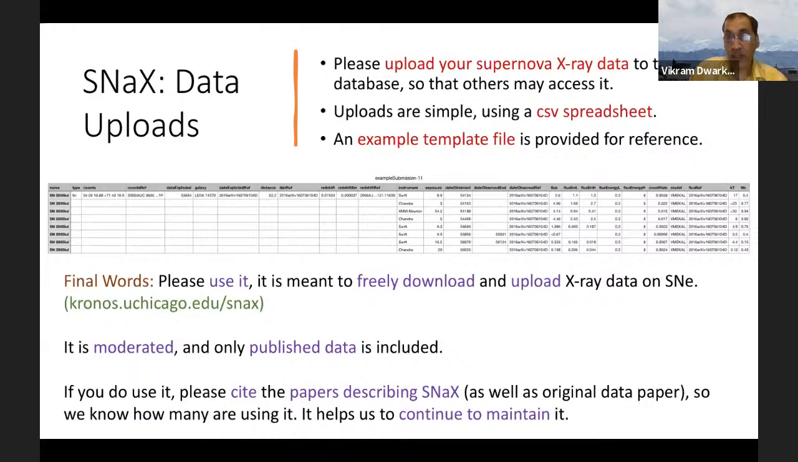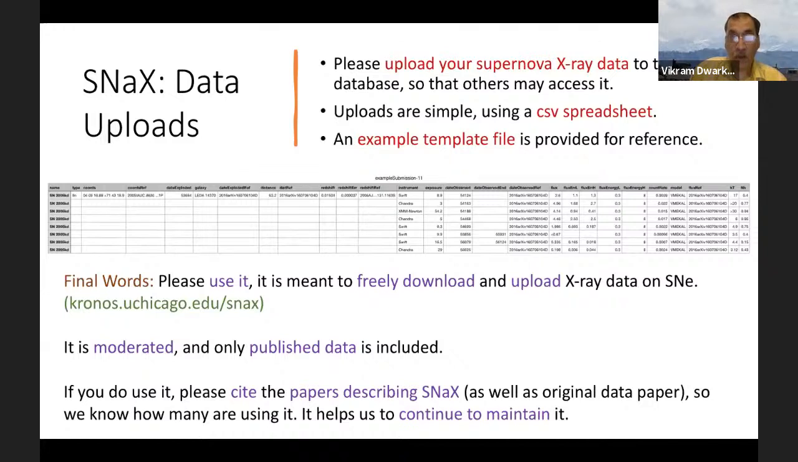So you can upload your data, and I would really ask you to upload your own data because that's something that's really missing. A lot of people send me their data files or their papers and tell me to upload it, which kind of misses the point. So finally, please use the database, freely download and upload your X-ray data, and please do upload it.